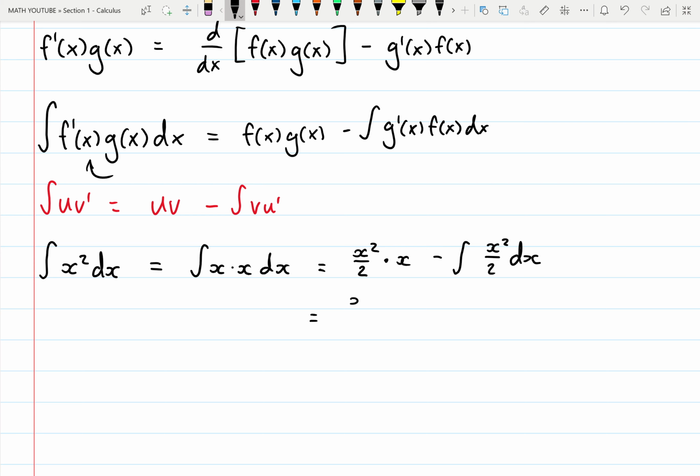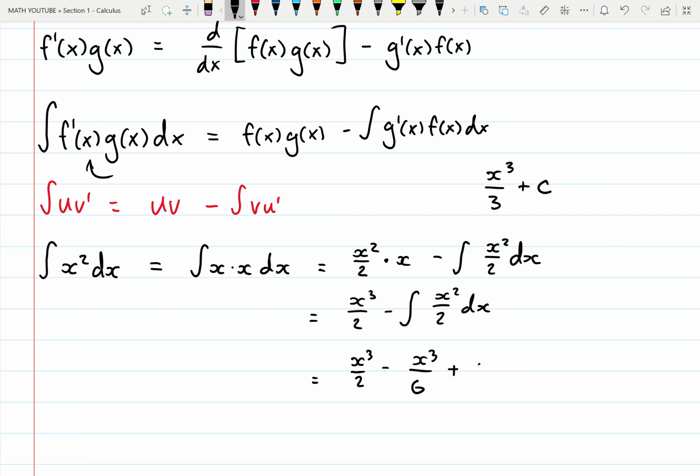So we get x cubed over 2, take away the integral of x squared over 2 dx. And we already know what the result should be. It should be something like x cubed over 3 plus c. The problem here is, are we going to get that? Well, let's see if we do get that. So x squared over 2 stays the same. We get x cubed over 6. So that's actually x cubed here. x cubed over 2 minus x cubed over 6.